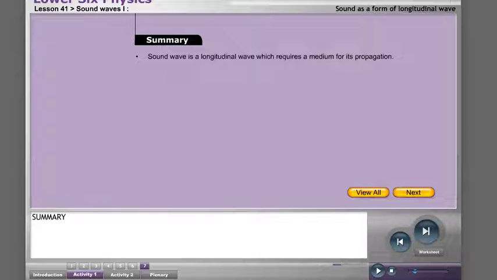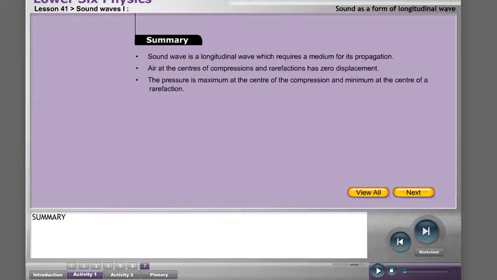Summary: sound wave is a longitudinal wave which requires a medium for its propagation. Air at the centers of compression and rarefactions has zero displacement. The pressure is maximum at the center of compression and minimum at the center of a rarefaction.